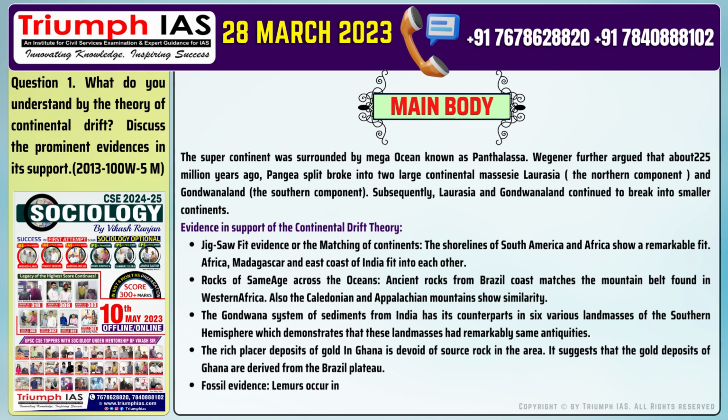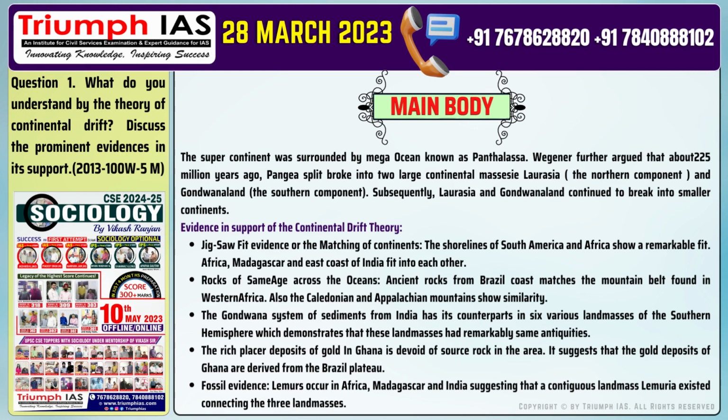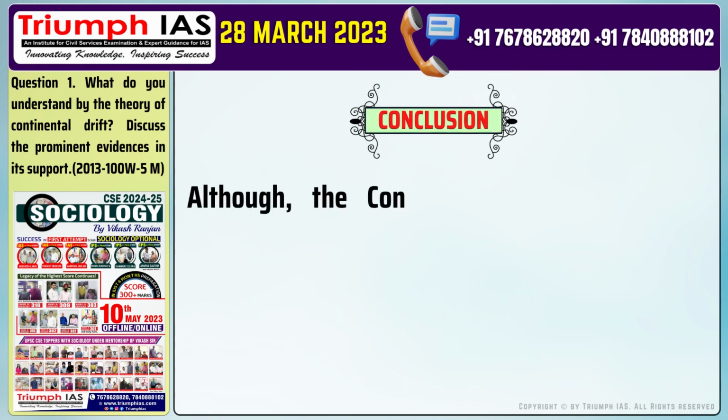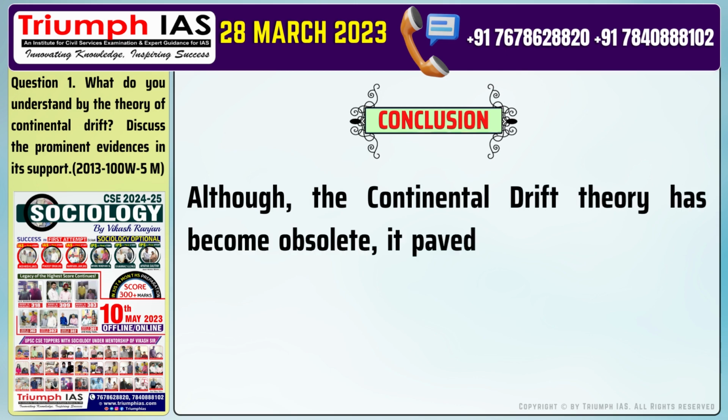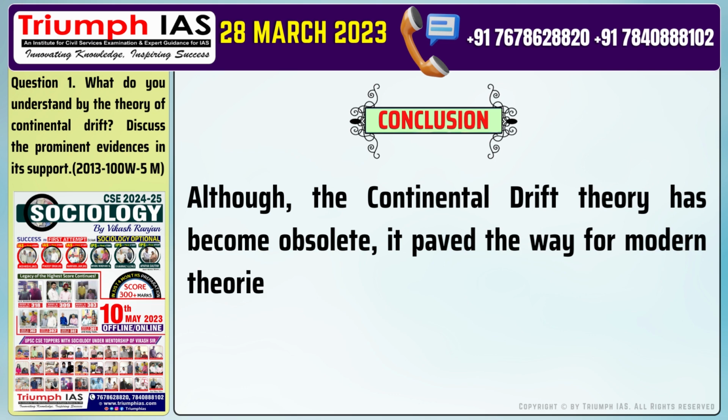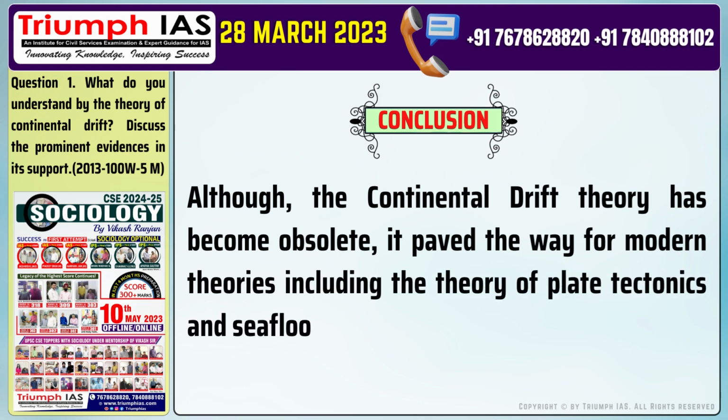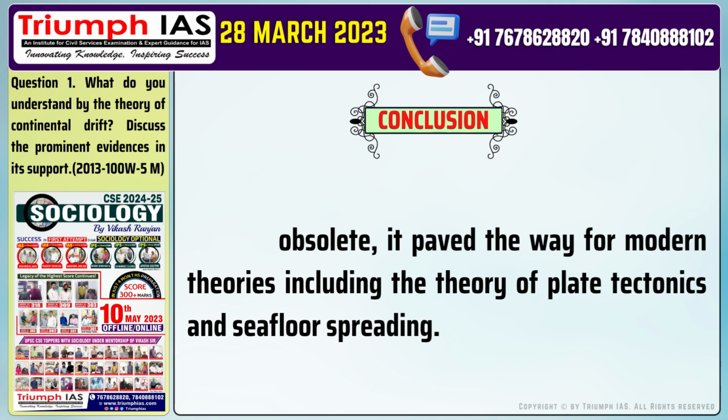Number 5. Fossil evidence. Lemurs occur in Africa, Madagascar, and India, suggesting that a contiguous landmass, Lemuria, existed connecting the 3 landmasses. The conclusion of the answer is: although the continental drift theory has become obsolete, it paved the way for modern theories, including the theory of plate tectonics and seafloor spreading.